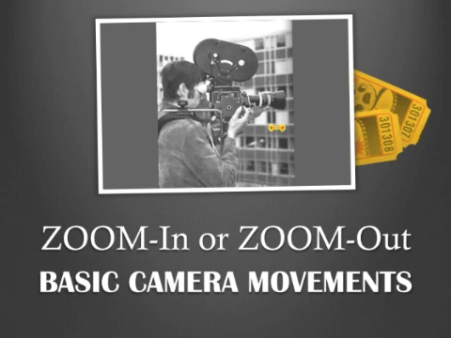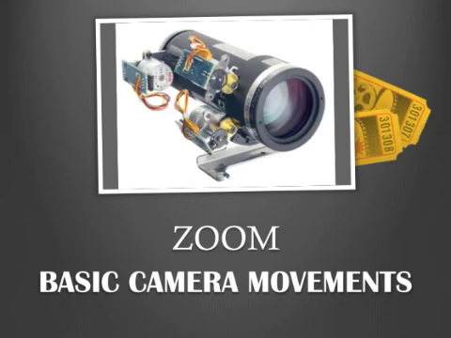You can either zoom in or zoom out. So those are the 2 basic commands for that movement. It actually takes place within the camera lens. The movement is a physical, mechanical movement of the actual lens pieces.